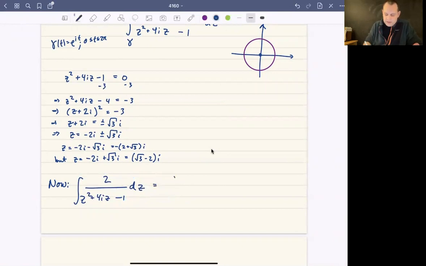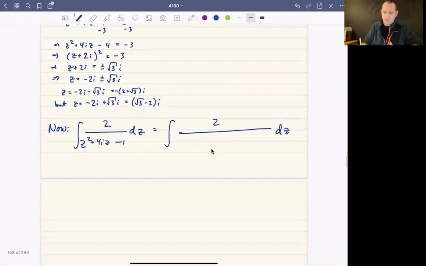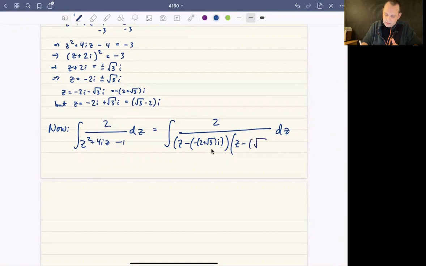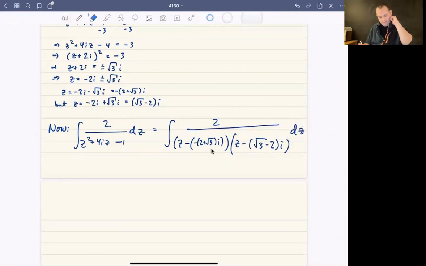So it turns out that this is going to be, and the top stays the same. I don't care about the top. But this is going to be 2 over z minus one of the terms. So let's say z minus this term. So negative quantity 2 plus square root of 3i times z minus the other term, minus the quantity square root of 3 minus 2i dz.